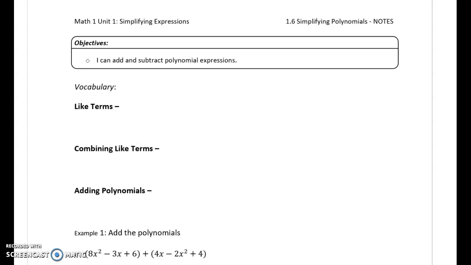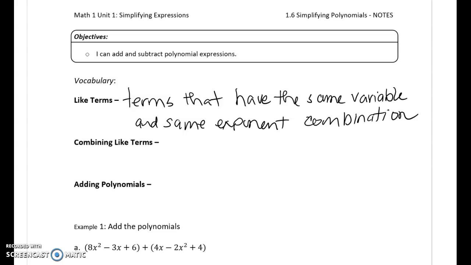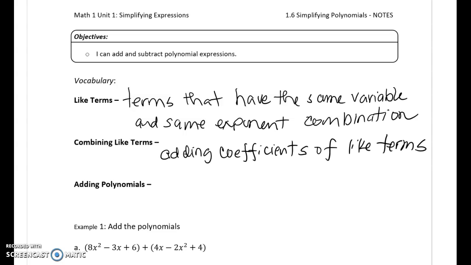Let's start off with what it means to have like terms. Like terms are terms that have the same variable and same exponent combination. As we get to some concrete examples, we will point out again this definition of what a like term is. When it comes to combining like terms, what you will be doing is adding coefficients of the like terms. Remind you again that coefficients are the number values in front of the variable exponent combinations.